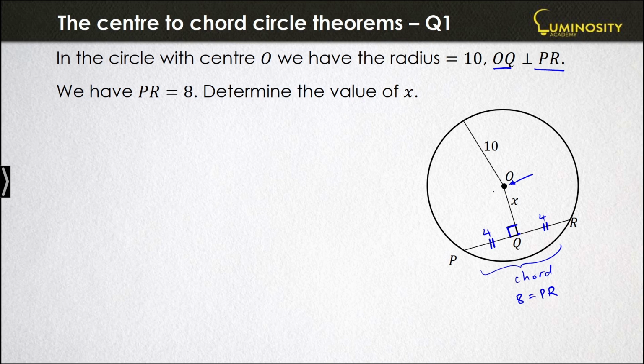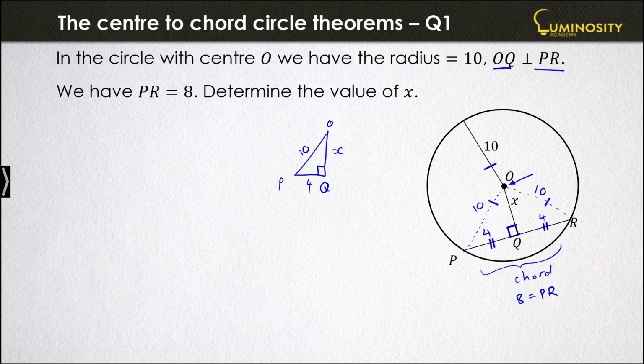Lastly, we were given the radius length of 10. So if I construct two radii lines from O, the center, to the endpoints of the chord PR, then these are also 10 units long, because all radii are equal. Remember the radius is any line from the center of the circle to the circumference of the circle. So now we can see in triangle PQO, we have a right angle triangle with the length OQ equals x, the length PQ equals 4, and the length OP equals 10.